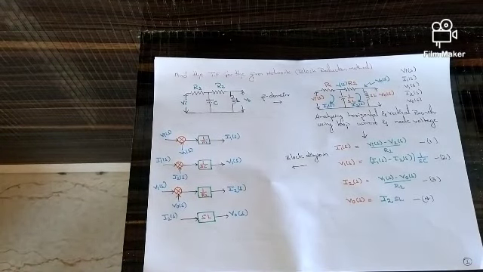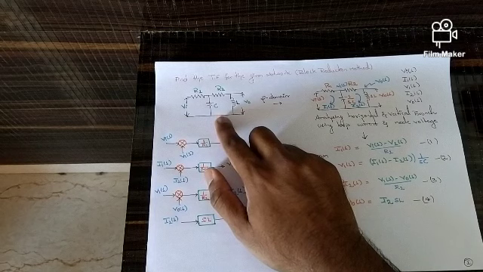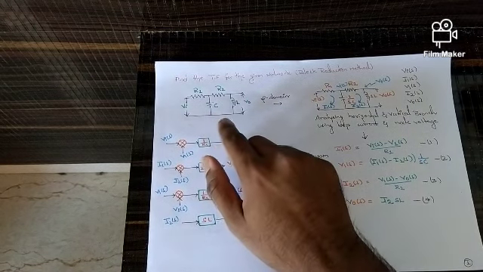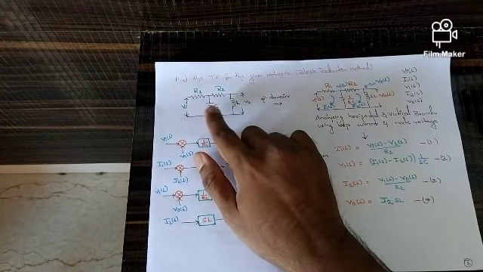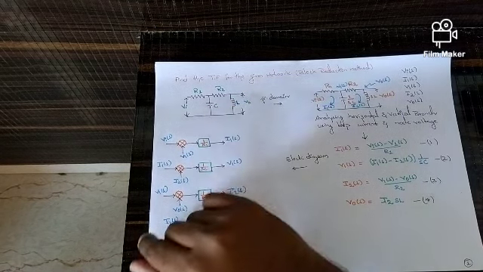To find the transfer function of a given network, the first method is the block reduction method. An electrical network is given, and it's a simple network. Two resistances are in parallel, and there are four components: R1, R2, C, and an inductor.